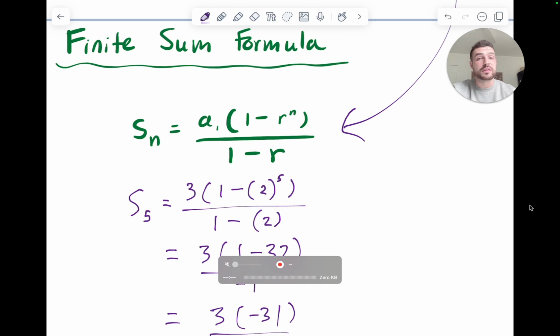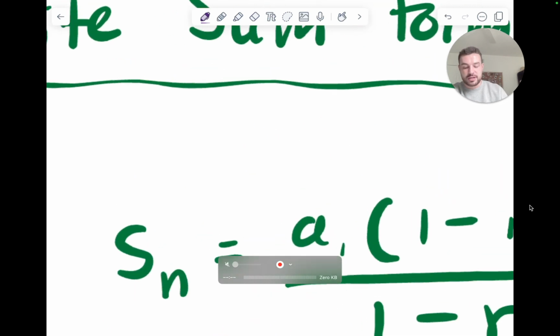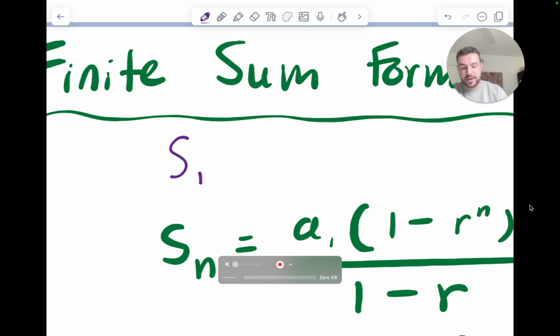And again, we have one of these for an arithmetic series, but those are going to be different because the sequence types are different, right? One is multiplying by a common ratio, one is adding by a common difference. And just as a quick recap, the arithmetic finite series formula is going to be this.